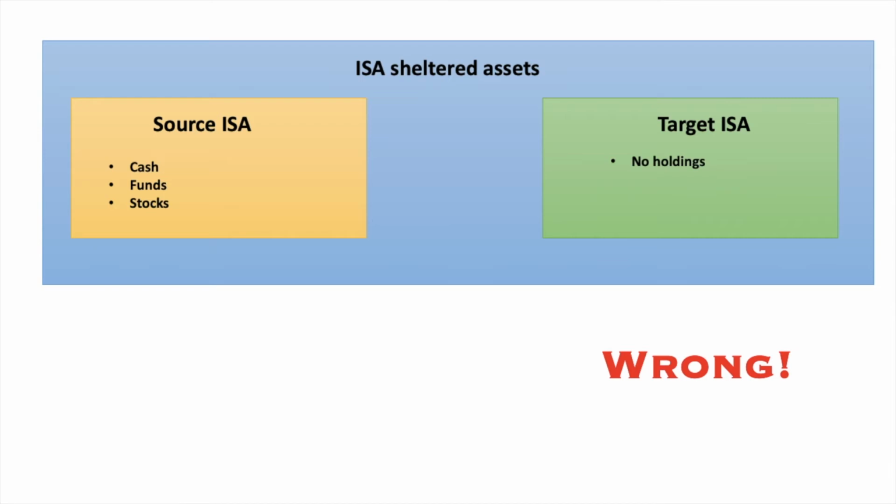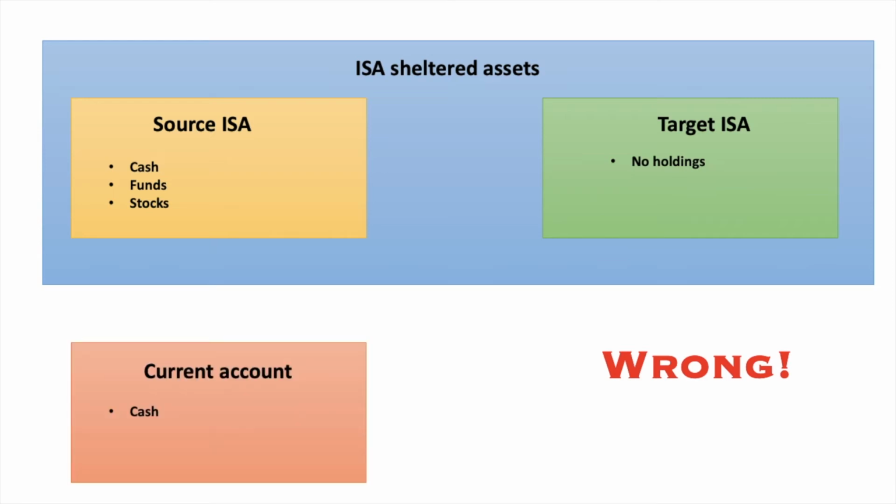funds is. The wrong way of doing it is you take the money from the source ISA and you transfer it into your current account. So this is contributions that you've already made into your source ISA. You're withdrawing them, putting them into your normal bank account, and then you're transferring it into a target ISA account.